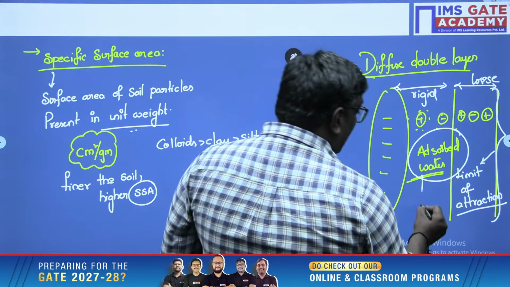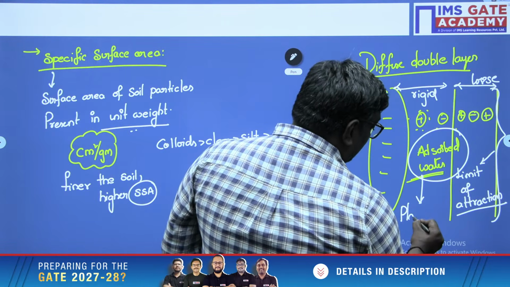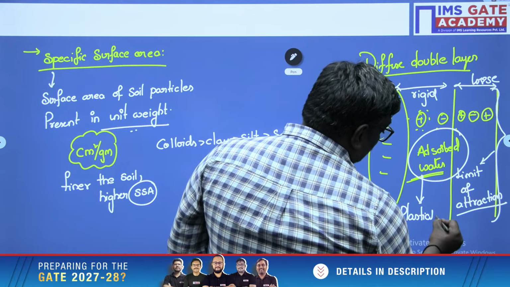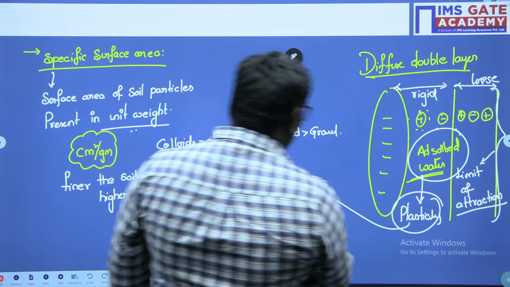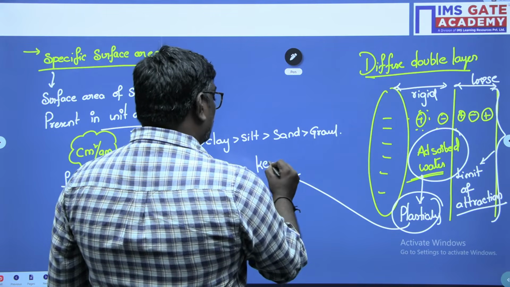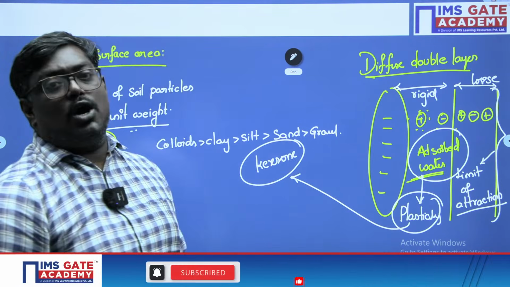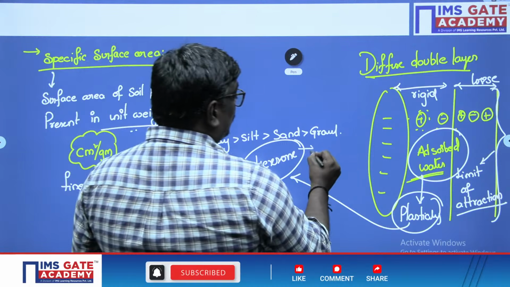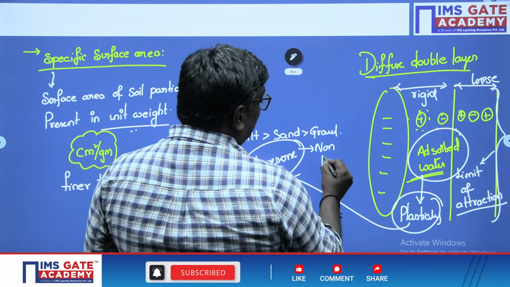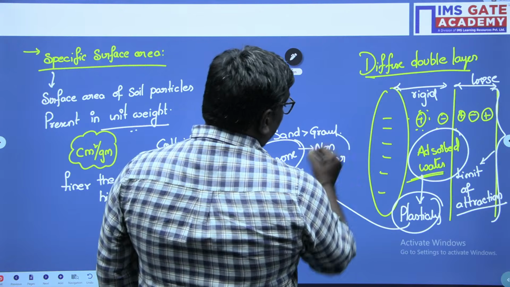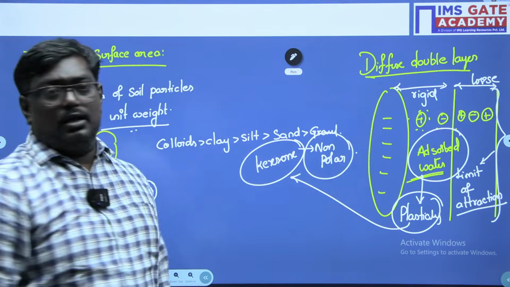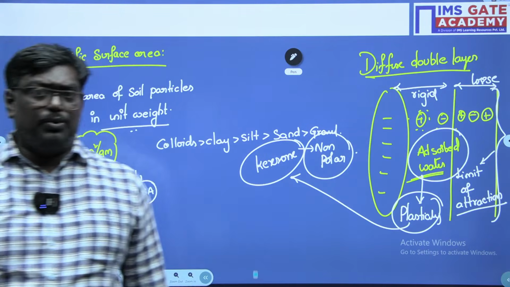Now, this adsorbed water will create what, sir? Plasticity. So, plasticity is a dangerous property. Instead of adsorbed water, if you add kerosene, which is a non-polar liquid, it will not cause any plasticity to clay. So students, I hope you are clear.